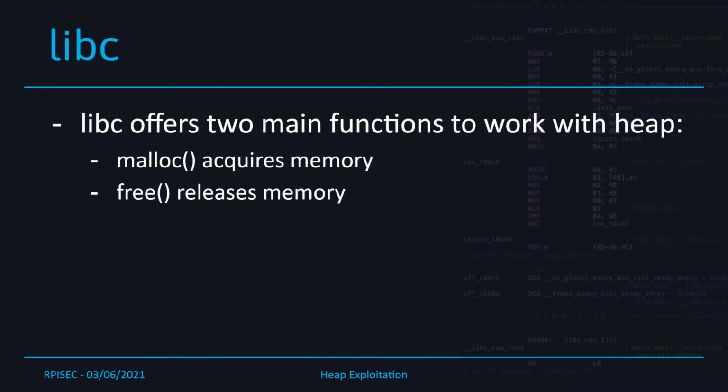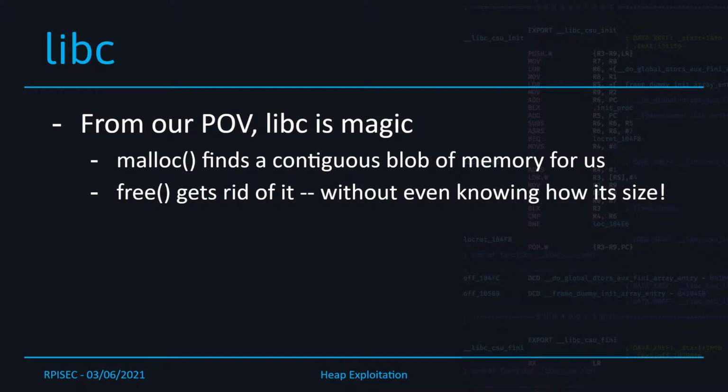So libc, or I should say glibc, offers two functions that let you work with a heap. malloc, or memory allocate, acquires memory, and free will release it. And from the point of view of libc, it's magic. malloc will just, given a number, find some memory. We don't know how. It just does it. It gives us the pointer. We use it. It's all magical.